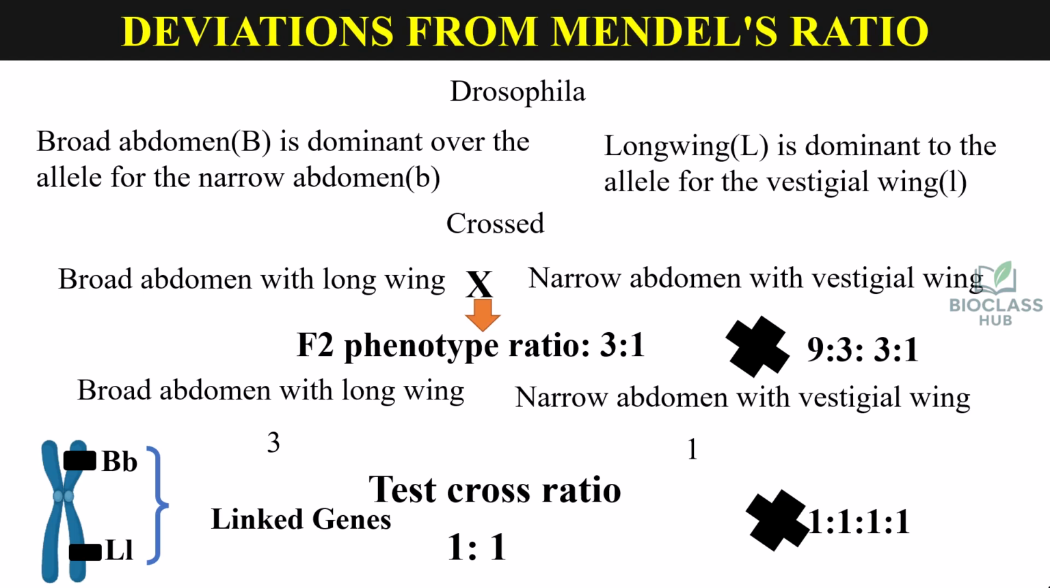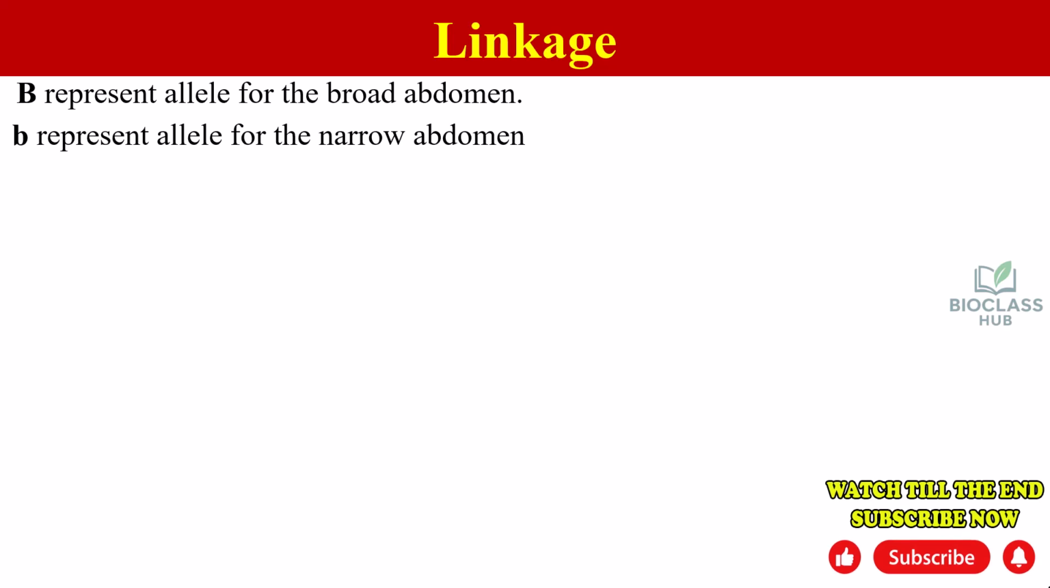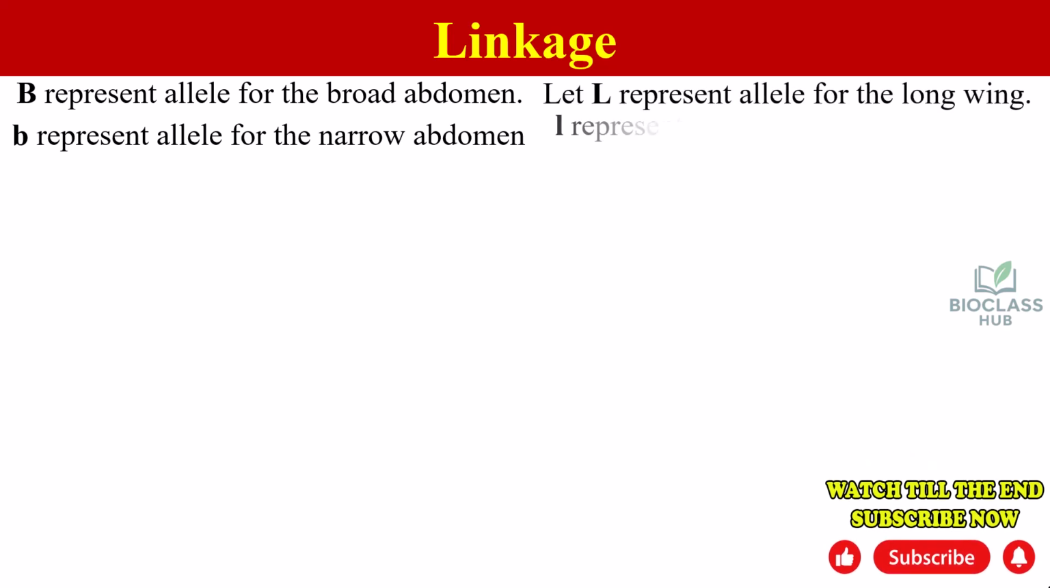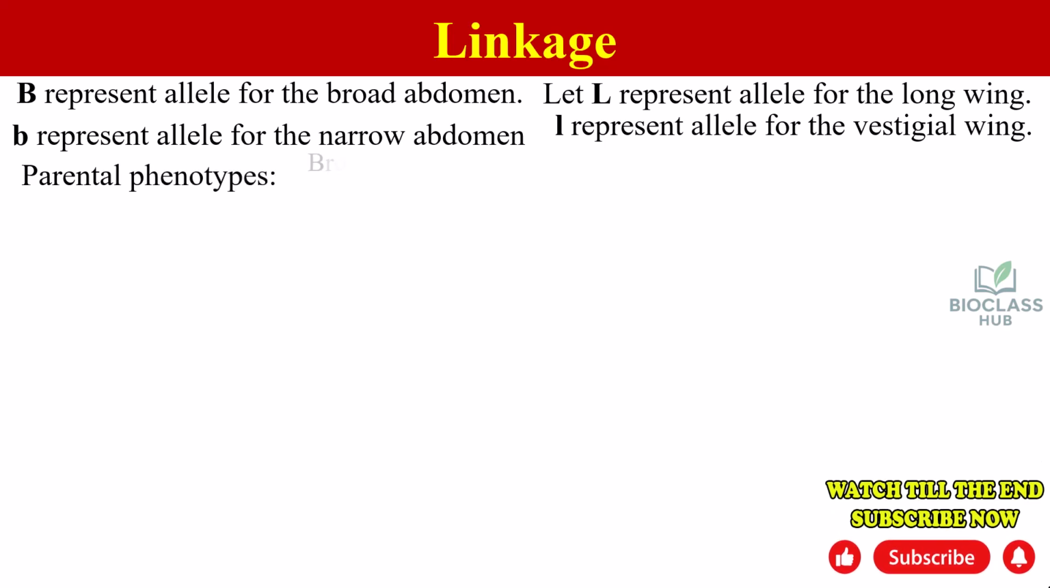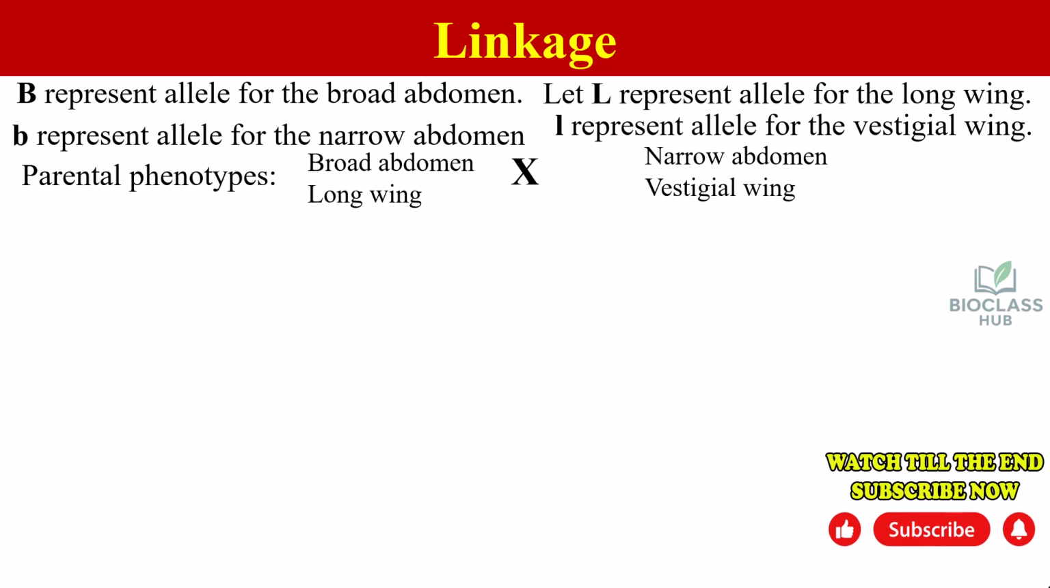Let capital B represent the allele for the broad abdomen. Let small b represent the allele for the narrow abdomen. Let capital L represent the allele for the long wing. Let small l represent the allele for the vestigial wing. Parental phenotypes: broad abdomen with long wing crossed with narrow abdomen with vestigial wing.